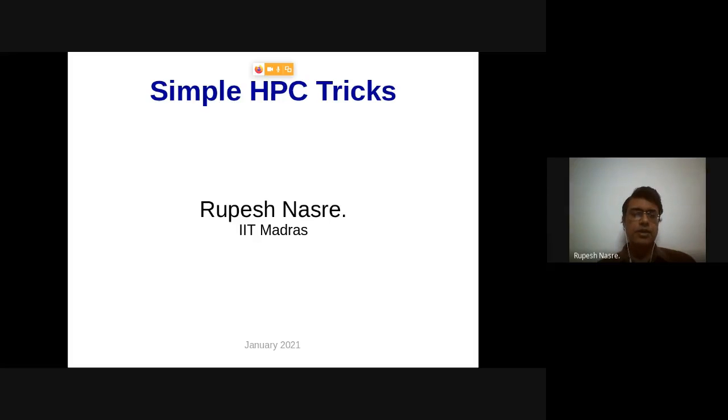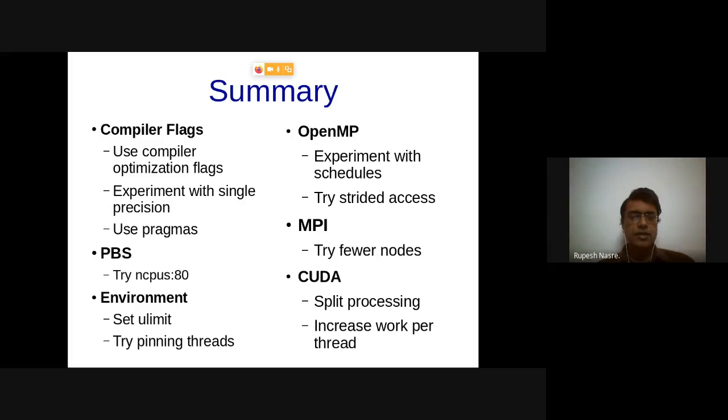A summary of these simple tricks related to optimizations is given in this slide. I have divided these into different parts. Some things related to the compiler flags, how you set up various optimization levels. Some things related to PBS, which is the one that we use in our cluster. Some tricks related to the environment. And then, of course, there are things which are specific to OpenMP, MPI, and CUDA. So let's start with the first one.